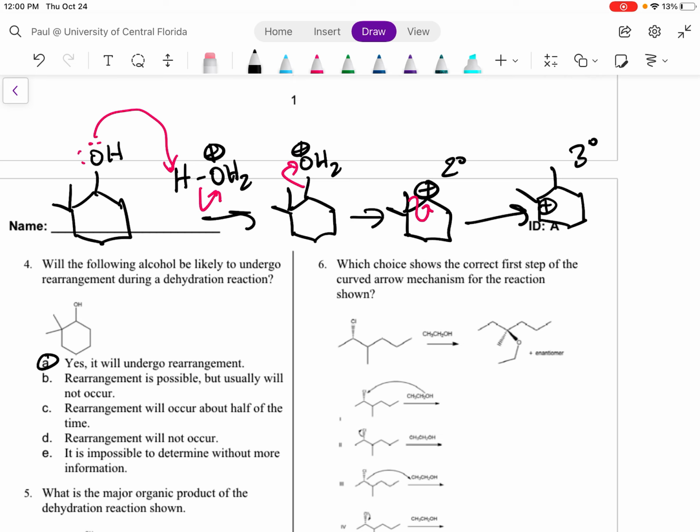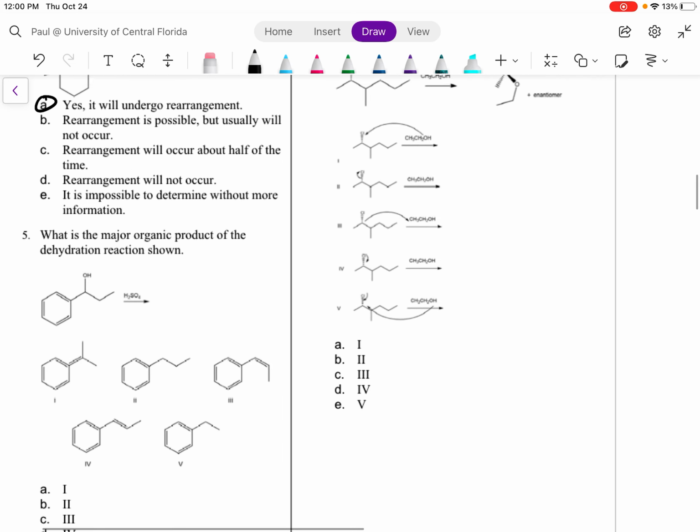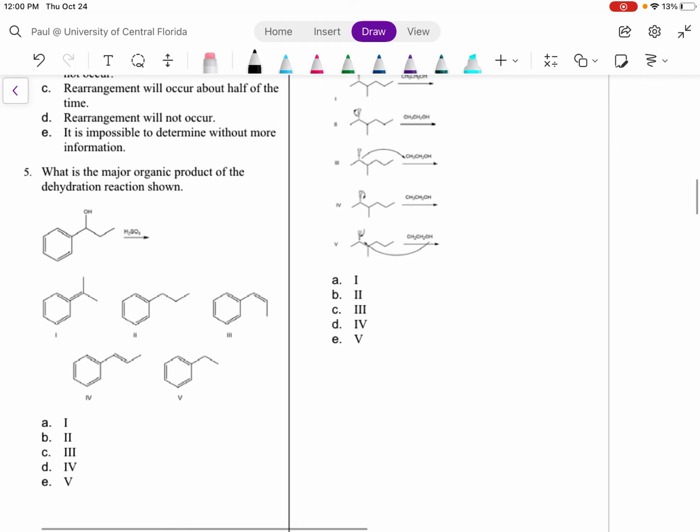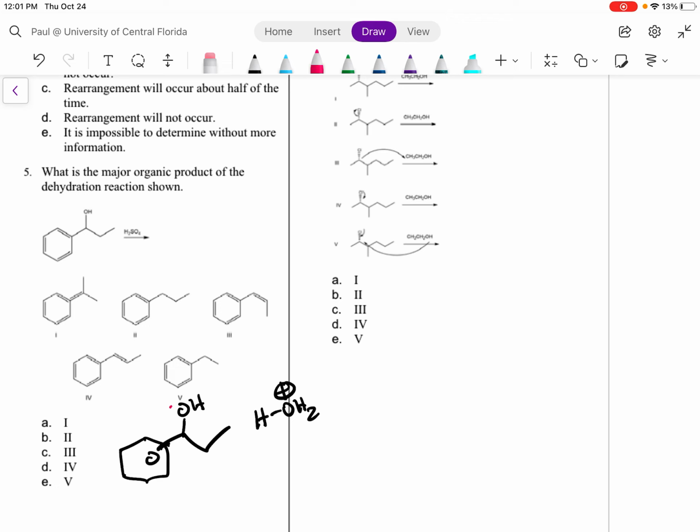Let's see, question 5. What is the major organic product of the dehydration reaction? Well, just like we did above, we're going to have our benzene ring, our OH. The first step would be hydronium. Whenever you have sulfuric acid, there's going to be water present. And so water plus sulfuric acid generates our hydronium. And so our hydronium is going to act as the acid. And then we're going to get this guy right here.